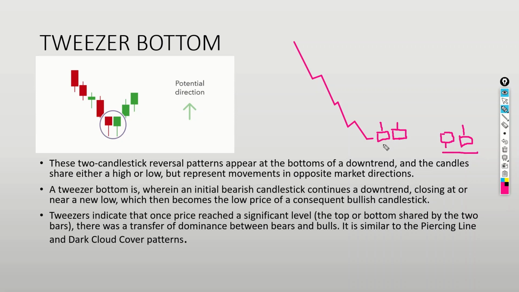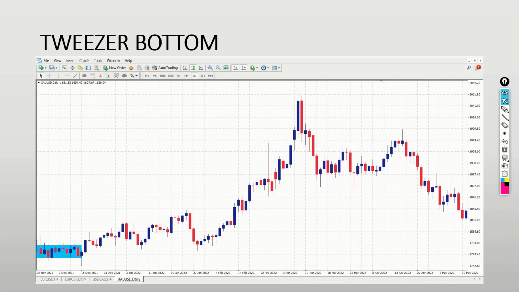So in most cases, they share the same body. The bodies are normally equal. Okay, that's the tweezer bottom. And when you see a tweezer bottom in a downtrend, it shows a change in trend from a downtrend to an uptrend. So when you look at the chart right here, can you spot some tweezers? The number one thing you have to look for is that they happen in a downtrend. For example, the price was moving down, and it formed these two candles here. This is what we call the tweezer bottom.